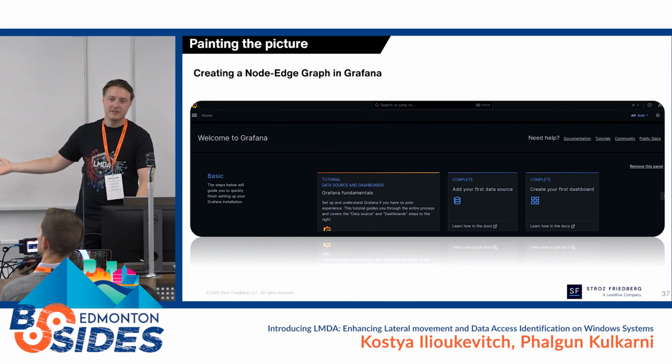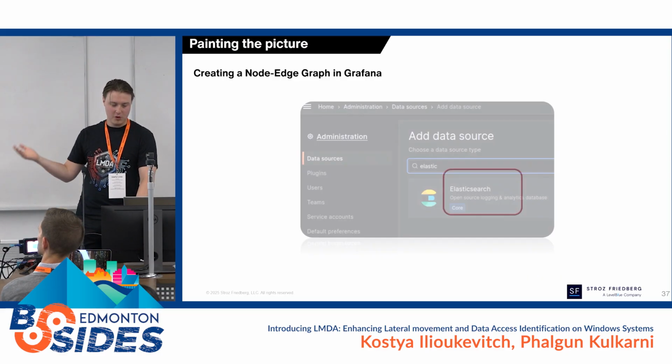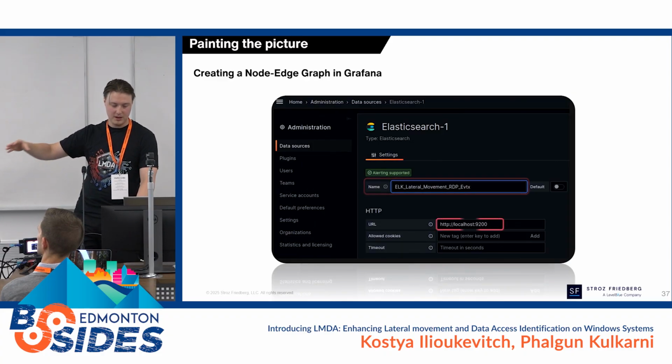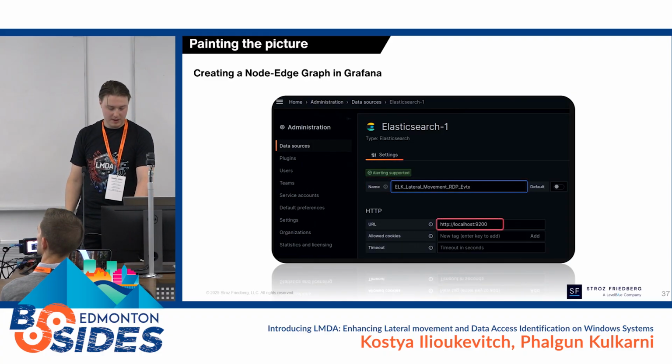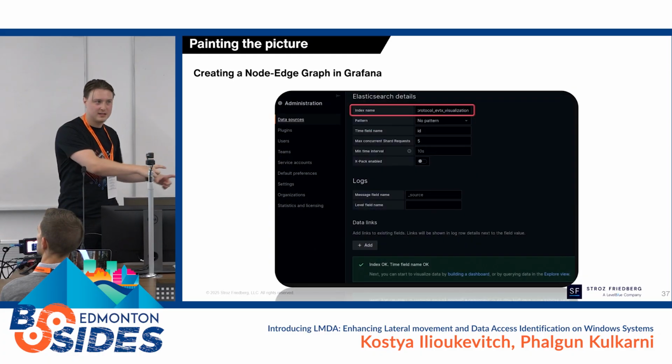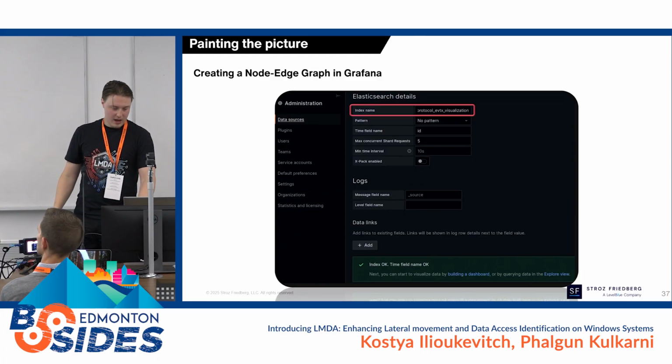Then you launch your Grafana. You connect to Elastic. Give it a name, whatever you want that index that you want to visualize to be. Make sure your URL connector is set up and ready to go. Then you specify the actual index in Elastic that you want to visualize.